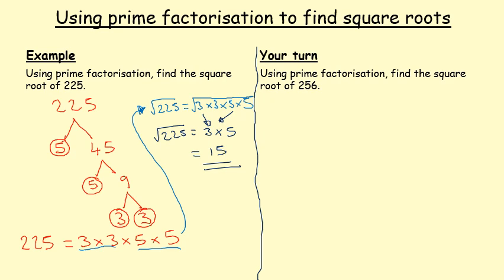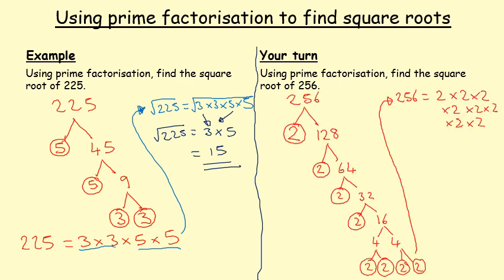Okay, and I'm just going to show you the answer now. So first of all, we're going to draw our prime factor tree, breaking 256 down into a product of its primes. Okay, and your prime factor tree may look like this. You might have broken it down in a different way, but at the end of it, you should have got 256 equals 2 times 2 times 2 times 2 times 2 times 2 times 2 times 2, or you might have had 2 to the power of 8.